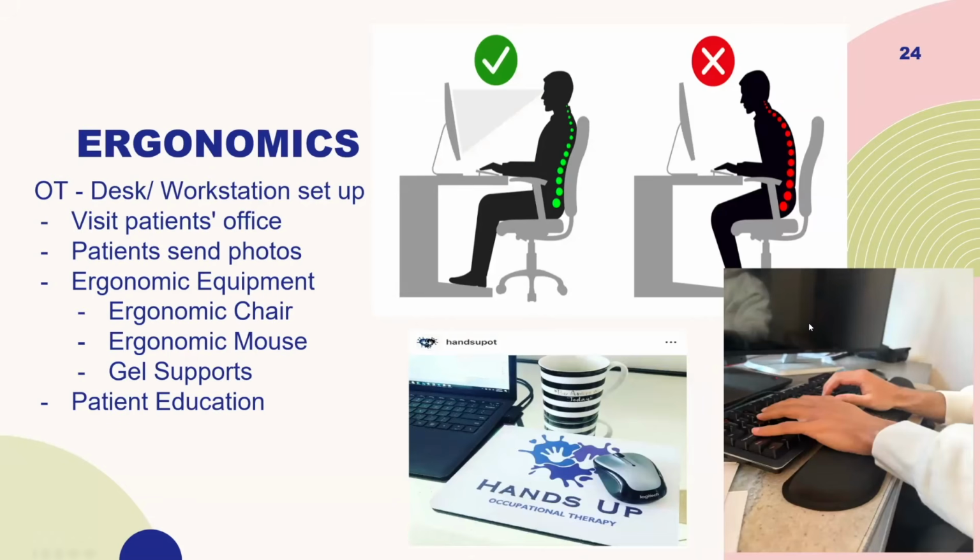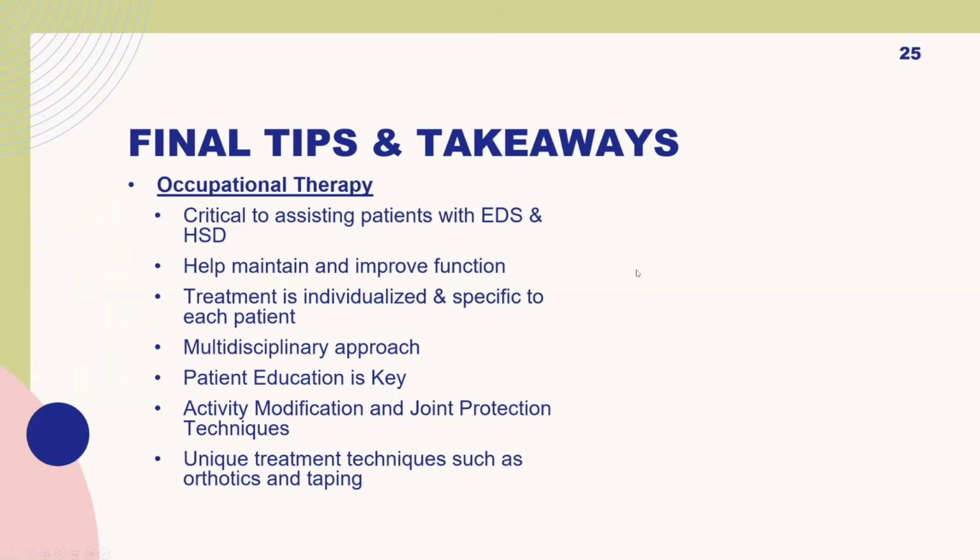Ergonomics is another key thing. As OTs, we do a lot of ergonomic evaluations. Sometimes we will visit the patient's offices. Other times, we just have the patients send us photos of their workstations. We will assess and provide feedback. We'll give them recommendations on various chairs, an ergonomic mouse, gel supports, and positions that they can be in to optimize their position as well as function while using their workstation.